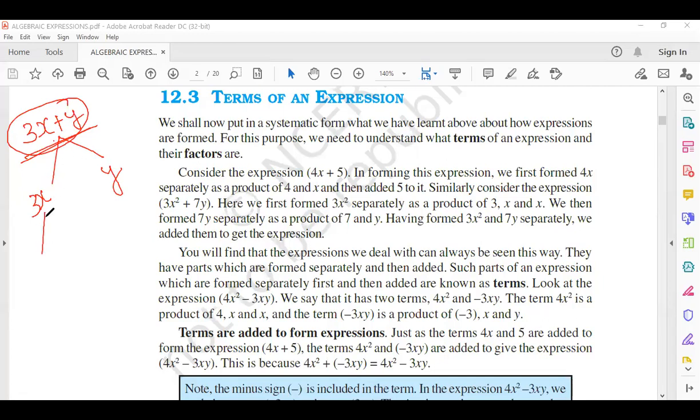Now please tell me the factors of this term. It will be 3 and x. And for this, it is 1 and y. 1 and y you can write, because 1 is a factor of every number, so 1 will always be there. Okay, if you want to write 1 here, it is written. Sir, this is easy. Yes.